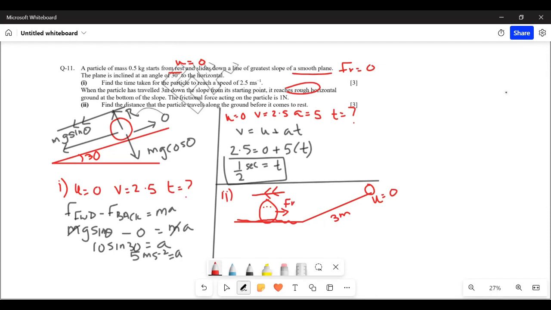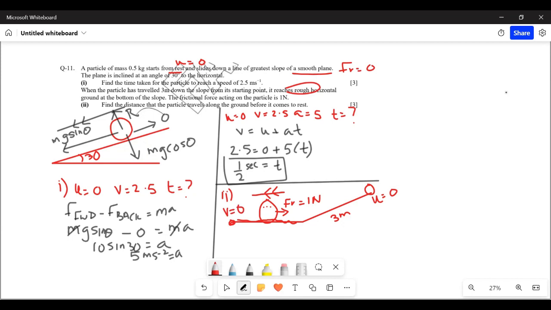So when the particle has traveled 3 meters down the slope from its starting point, it reaches a rough ground at the bottom of the slope. The frictional force acting on the particle is 1 Newton. Okay, so friction is equal to 1 Newton. Find the distance that the particle travels along the ground before it comes to rest. Okay, so let's say somewhere over here it comes to rest. So V is going to be equal to 0.